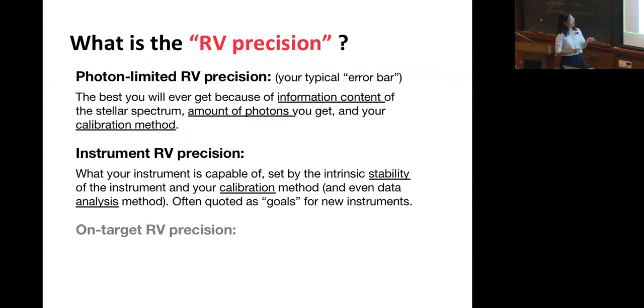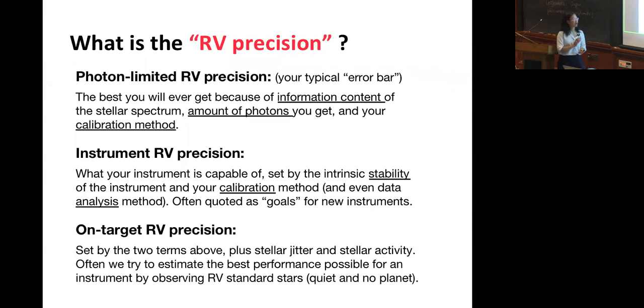This precision is often quoted as the goal for new instruments. So when you hear people talking about 10 centimeters per second and 30 centimeters per second for certain spectrographs, this is what they're really talking about, right? Because you're not going to do 10 centimeters per second in, say, an hour on an 11th magnitude star, no matter which telescope or instrument you're on. And there is the actual on-target RV precision.